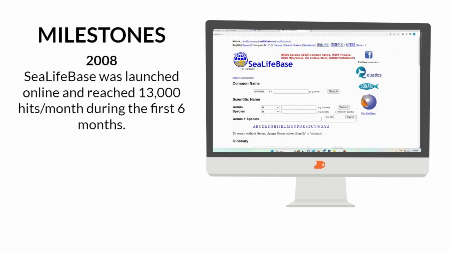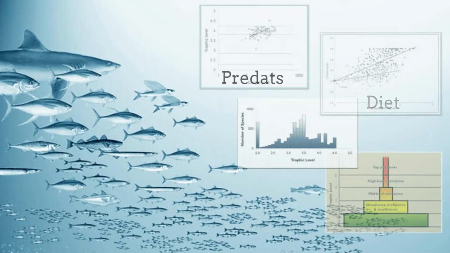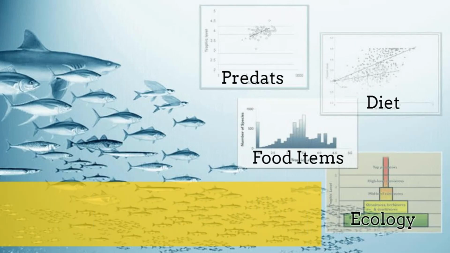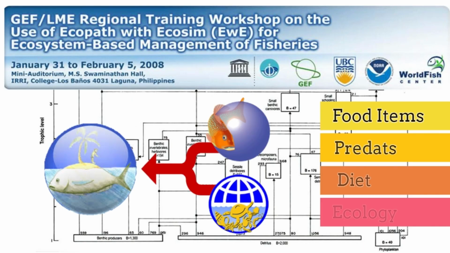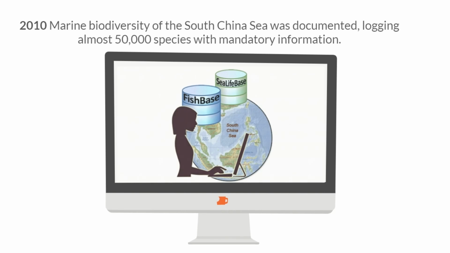SeaLifeBase milestones. SeaLifeBase was launched online in 2008 and reached 13,000 hits per month during the first 6 months. During the same year, Sea Around Us, FishBase, and SeaLifeBase collaborated to deliver an Ecopath with Ecosim training. In 2010, SeaLifeBase documented the marine biodiversity of the South China Sea, logging almost 50,000 species with mandatory information.